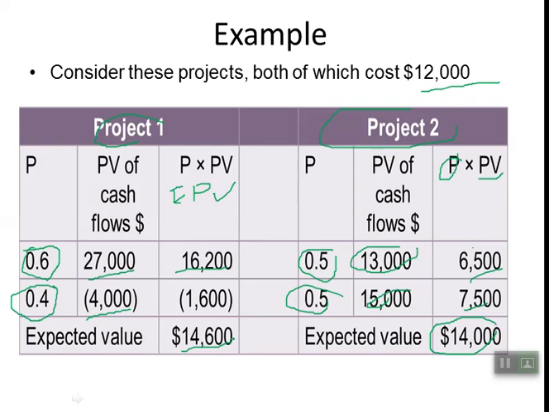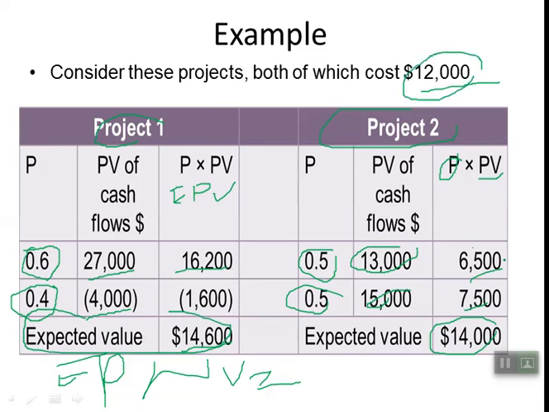So it means if you are getting the expected net present value, the net present value will be equal to our expected present value, which is this, minus our initial investment, which they told us is 12,000. So if you are to invest, it means this one has got a higher net present value and this one has got a low expected net present value. So project 1 is better than project 2.